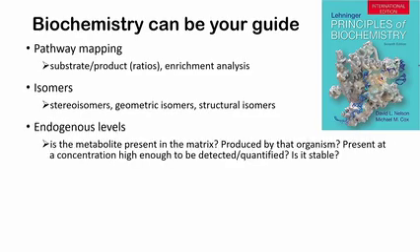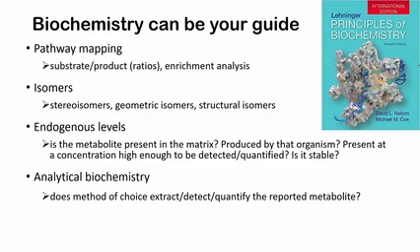Endogenous levels: is the metabolite present in the matrix? Is it even there? Is it produced by that organism? Is it present at a concentration range that's high enough to be detected or quantified? Is it stable? And then lastly, some of the analytical biochemistry. There's a method of choice that you're using to acquire your data. Can it extract your compound? Can you detect it? Can you quantify it? Is it an appropriate method?